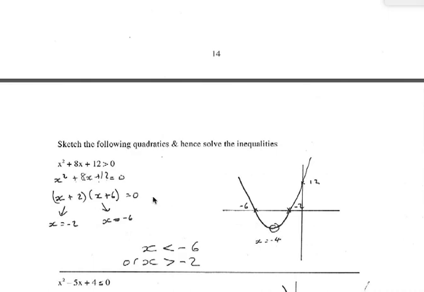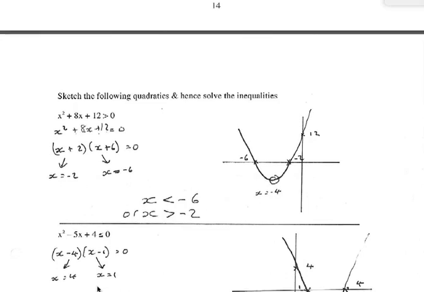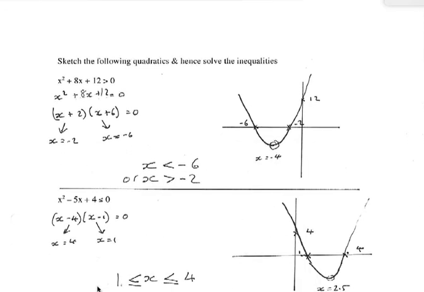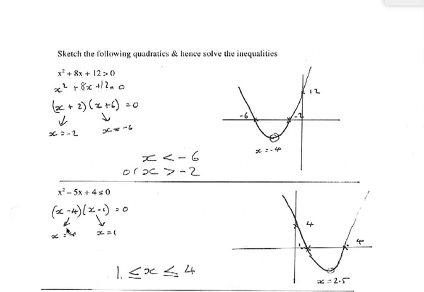Okay, so the same as before, we know that the y-axis intercept will be +4, and we can solve this equation either using the quadratic formula or factorising to find the x-axis intercepts. I've factorised it, so my graph has looked like that. Crossing the x-axis at 1 and 4, crossing the y-axis at 4, so it looks like that, and the vertex is at 2.5.